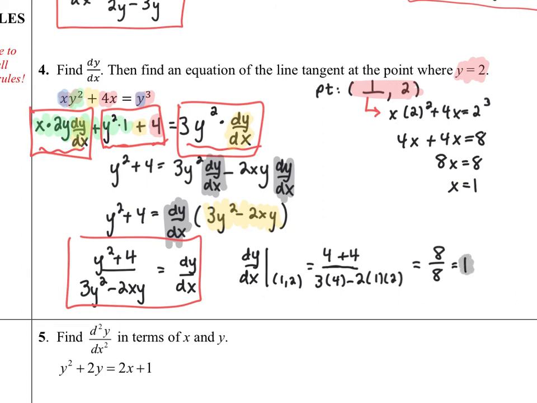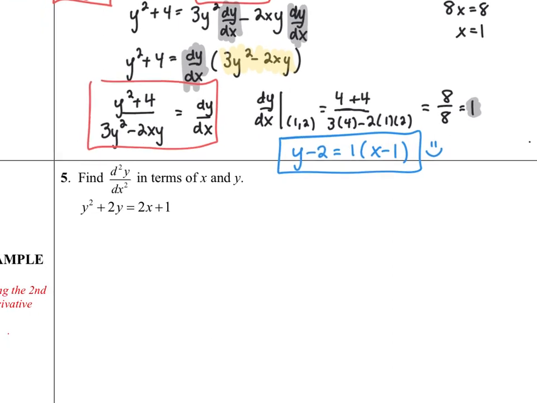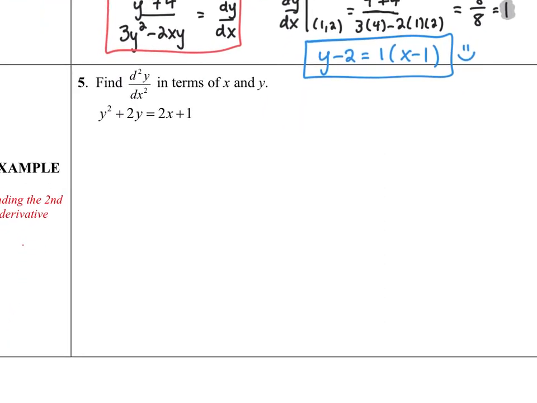So with a slope of 1 and a point of 1, 2, I can write my equation. So y minus my y coordinate, which is 2, equals my slope, and then x minus my x. And so here is my equation of the tangent line. Our last problem is going to go through how to find a second derivative. So you recognize this notation as being our second derivative.